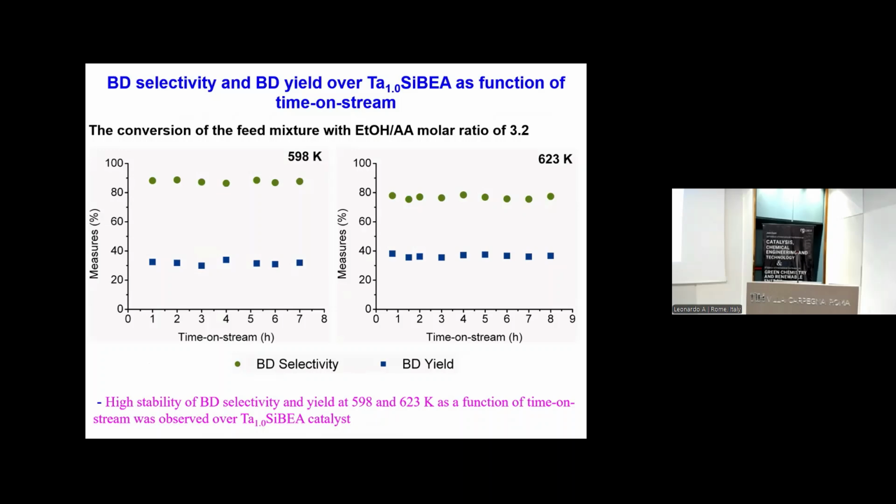Also, butadiene selectivity and butadiene yield over tantalum 1 SCR-beta as a function of time on stream is very stable. So we can see that this catalyst is very stable, because selectivity to butadiene and butadiene yield are very similar for a long time on stream. So there is no deactivation in this condition, and this is a very good catalyst for this reaction.